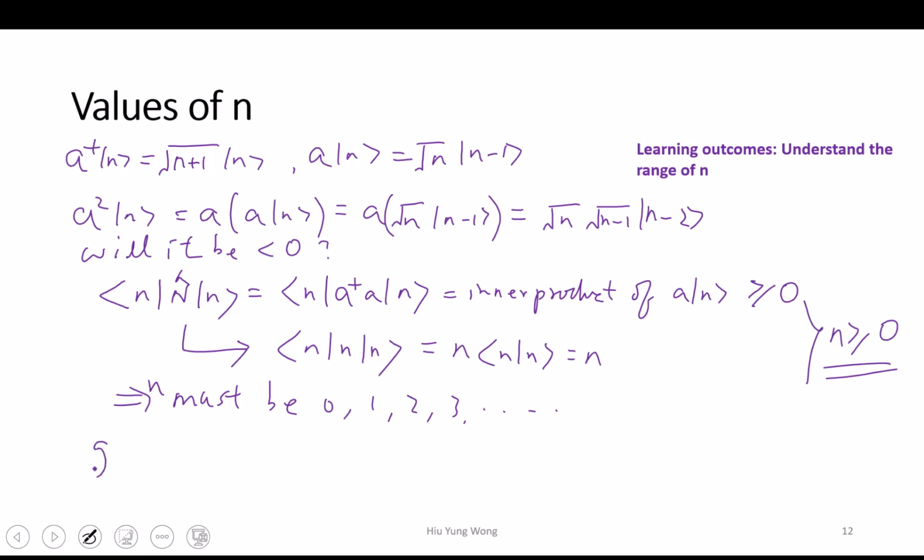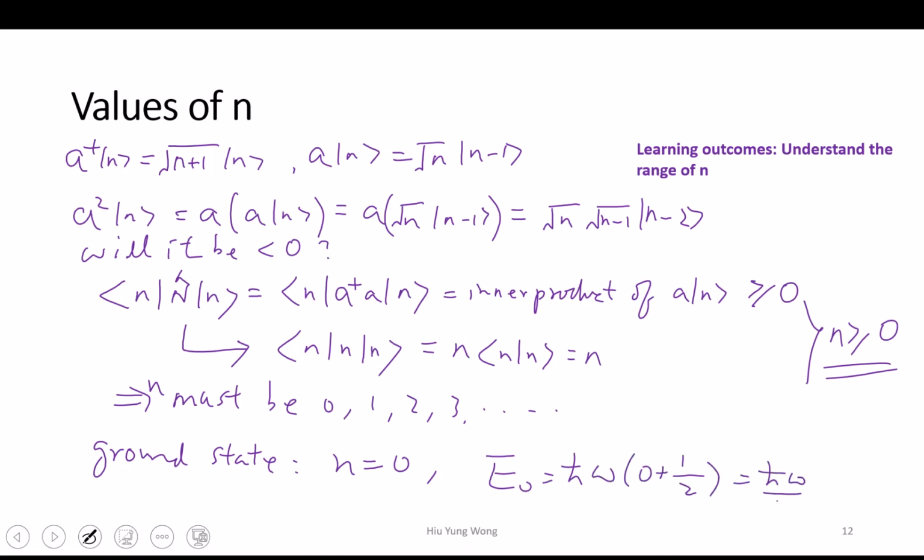So what is the ground state? What is the lowest energy of this system? It is when n equals 0, with the energy equal to what? H bar omega times 0 plus half, equal to H bar omega divided by 2. It means even if you don't have a photon, you still have some energy there. This is called the vacuum energy.